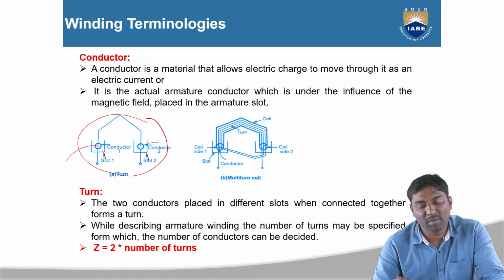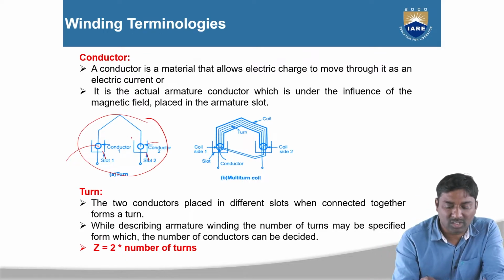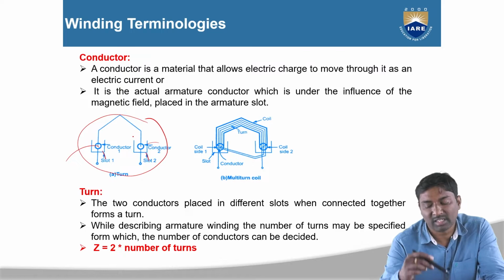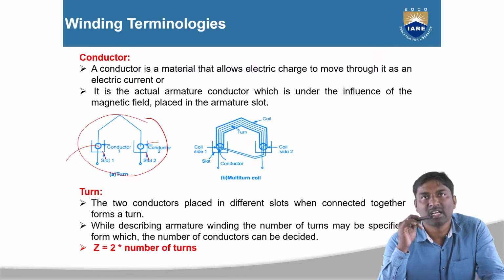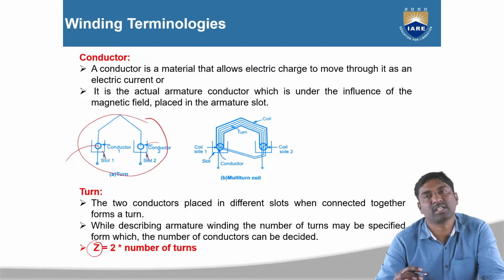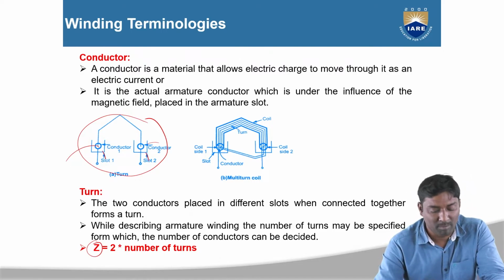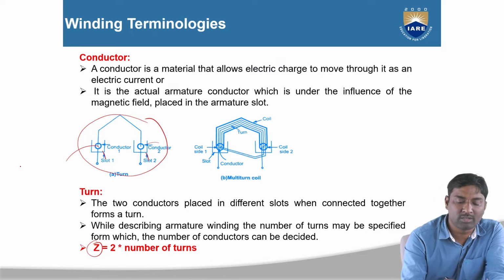Now, what is meant by a multi-turn coil? While describing the turns or armature winding, the number of turns may be specified, from which the number of conductors can be decided. The number of conductors is Z, the symbol for conductor. So the number of conductors is equal to 2 into the number of turns. For example, from this diagram, Z is equal to 2 into the number of turns.